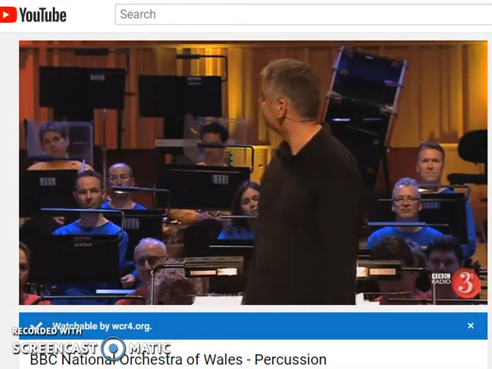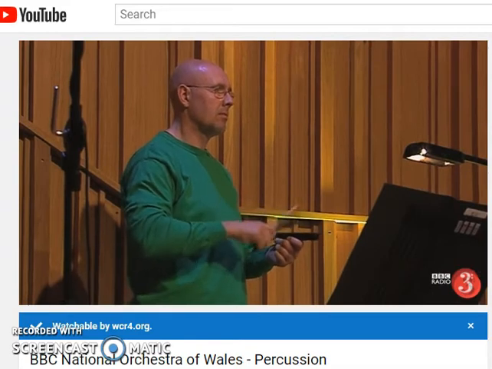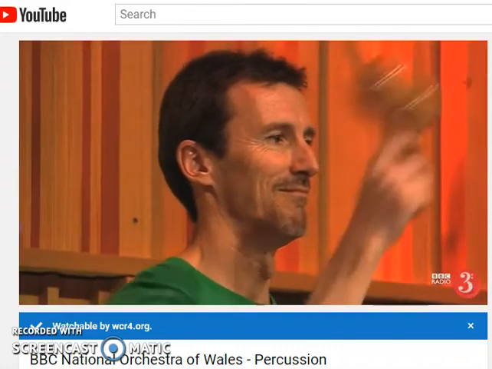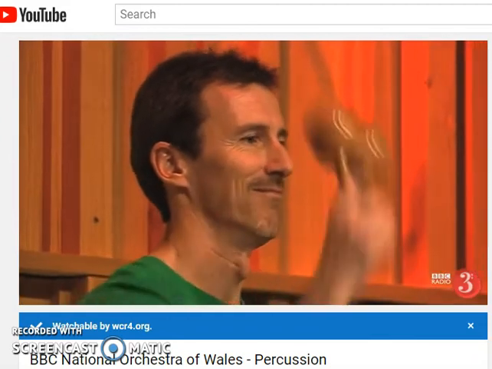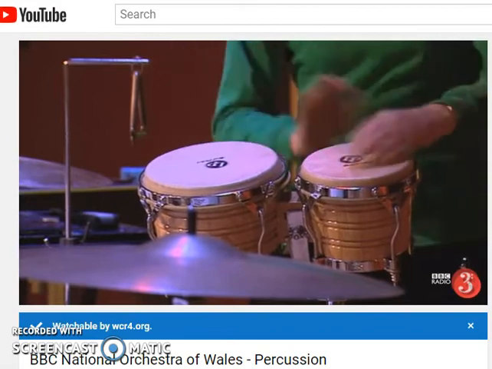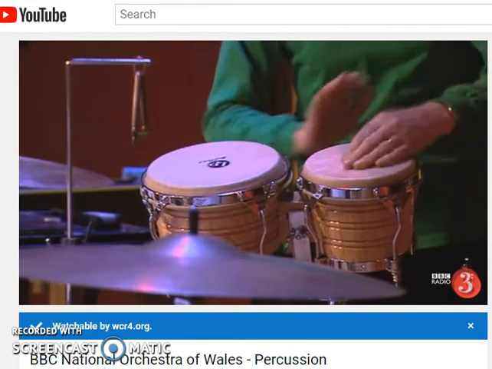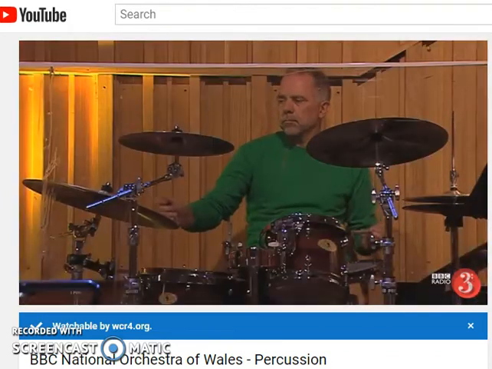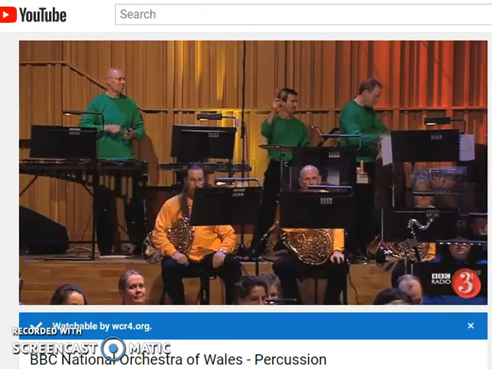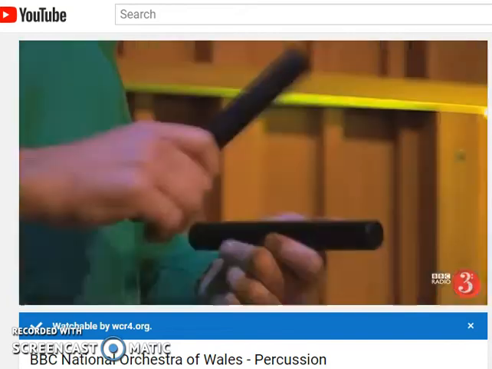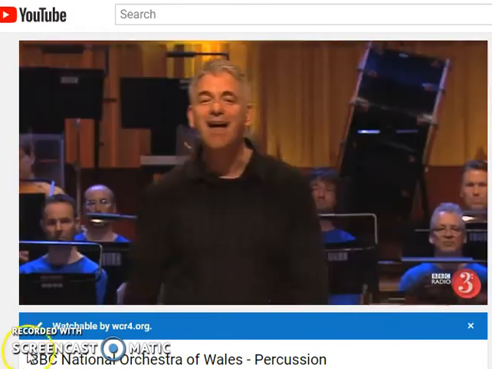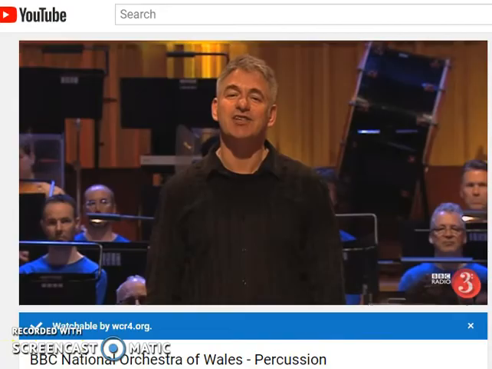The claves. The maracas. The bongos. The drum kit. And that is the percussion section.